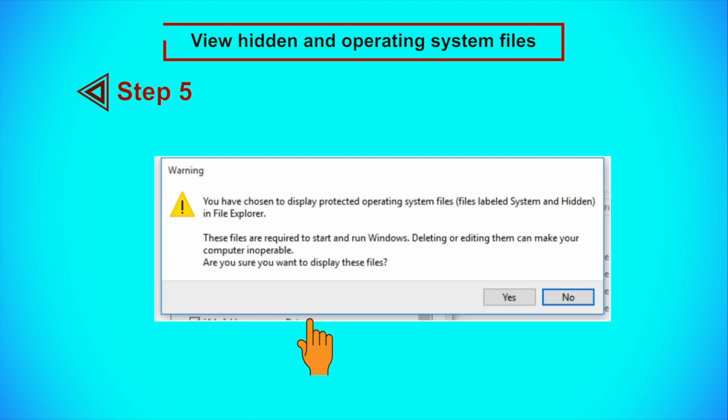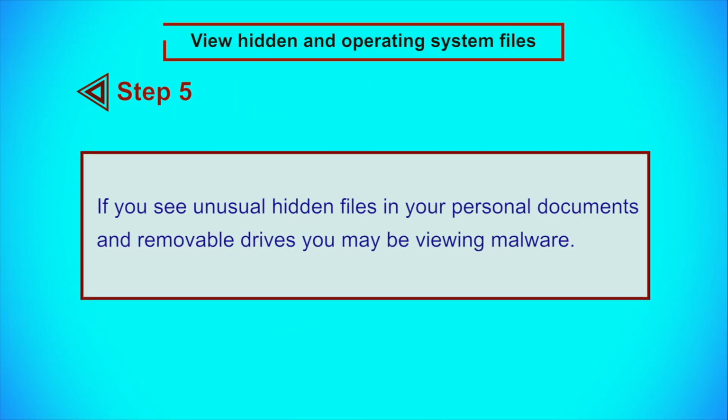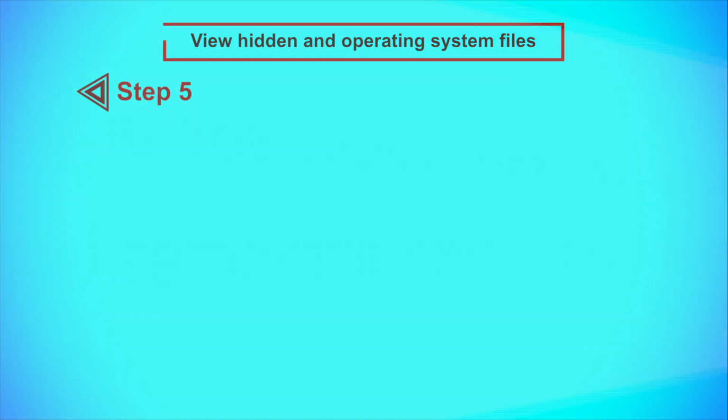Step 5. Click Yes. Windows operating system files will now be visible and should not be tampered with. However, if you see unusual hidden files in your personal documents and removable drives, you may be viewing malware. Step 6. Click OK.